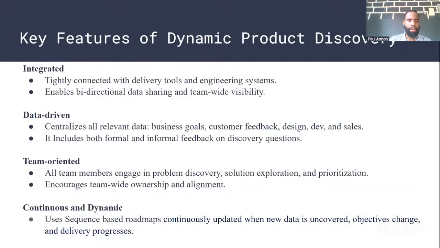Then team-oriented: all members need to engage in discovery, solution exploration and prioritization. So if all team members are involved, we all know that this is what we're doing now. This is the product we're trying to build, right? So everybody knows, for example, this is our prioritization at the moment. So there's going to be a lot of buy-in and it encourages team-wide ownership and alignment. So if product discovery is team oriented, team members are involved in exploration and discovery. It tends to lead to total buy-in from the top to the bottom.